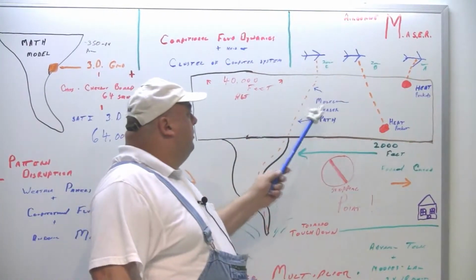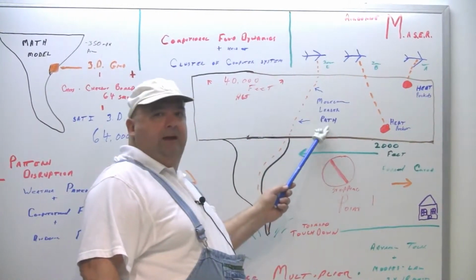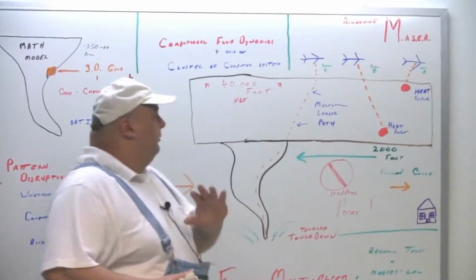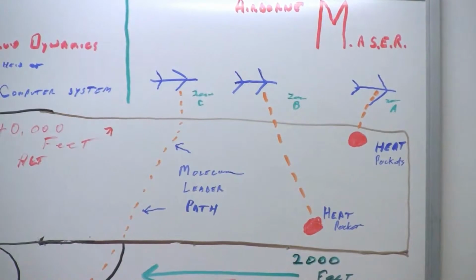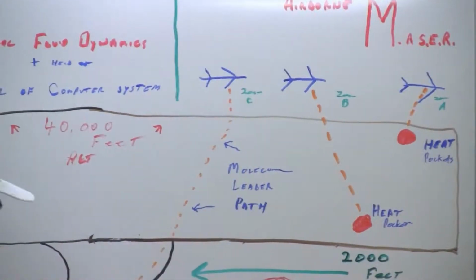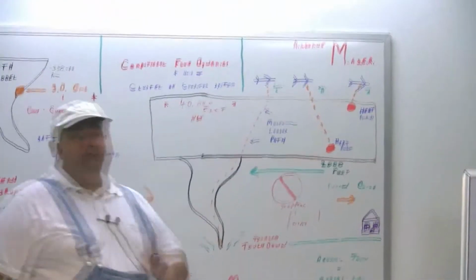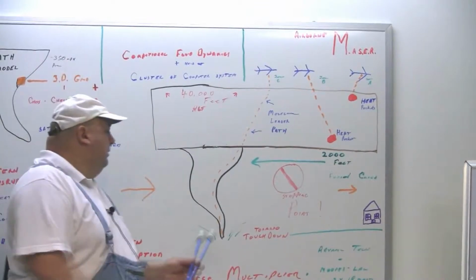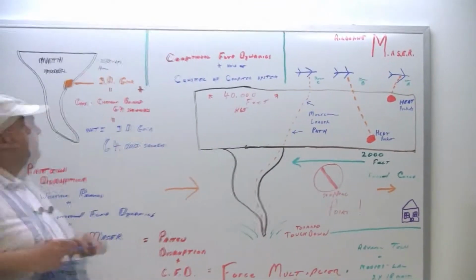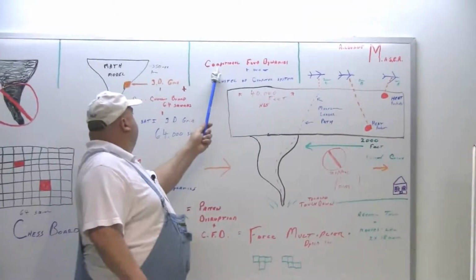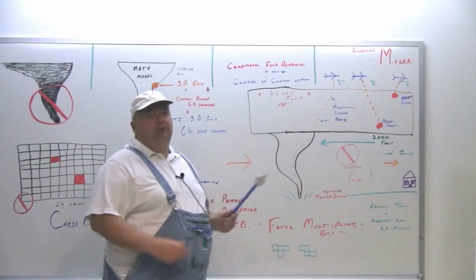The third one is what we call a molecule leader path. I will not get into that, but think of a continuity, a straight line from this point all the way down to where it would touch the ground. The key word is it would touch the ground, right here. With a combination of those 3, we will use computational fluid dynamics.